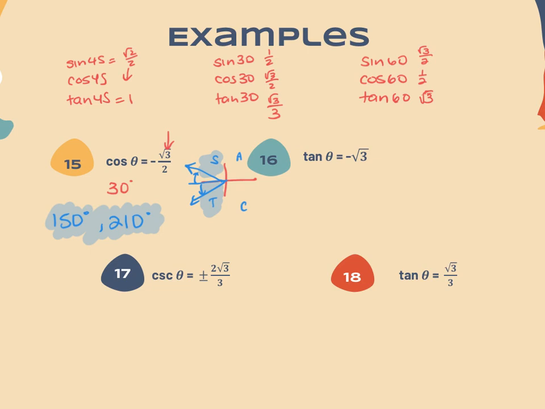Go to 16. Where is tangent root 3? 60 degrees. Where is tangent negative? Why can't I get the letters right? All students take calculus. 2 and 4. So in 2, I need to subtract 60 from 180, which gives 120. And in 4, I need to subtract 60 from 360.